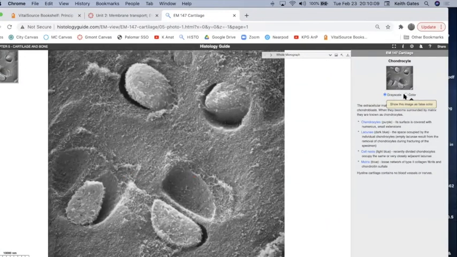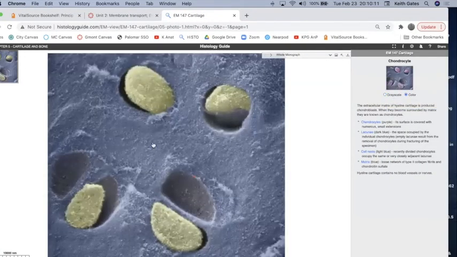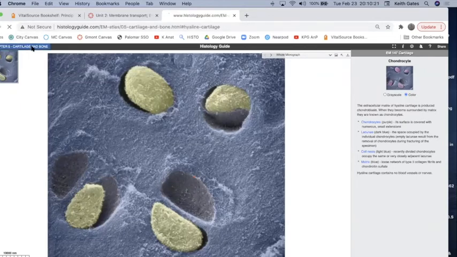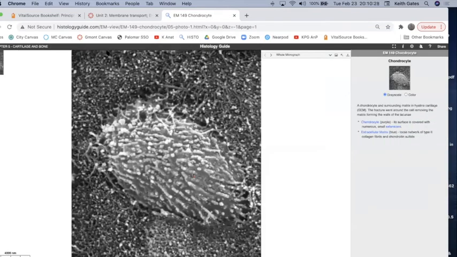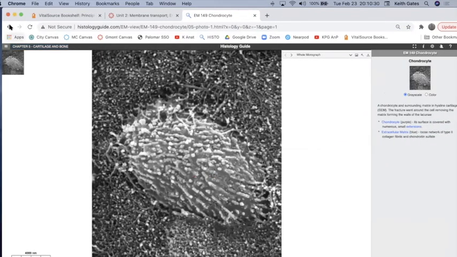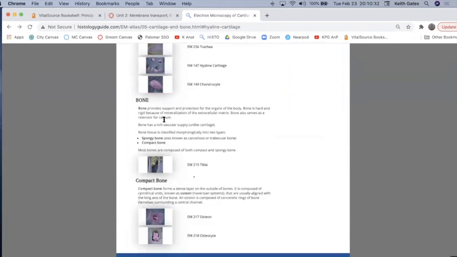Chondrocytes, the chondrocytes in lacuna. What's the tissue? Hyaline cartilage. What's the cells? Chondrocytes. What's that structure or space? That is a lacuna. And the same will be true, while we're here, for the chondrocytes, as well as the compact and spongy bone.